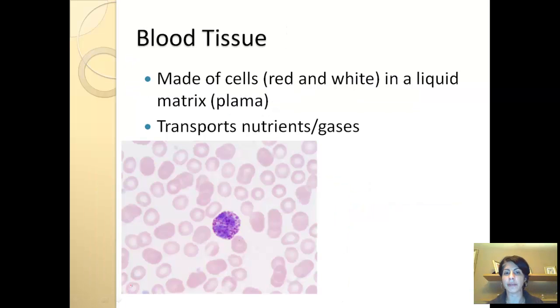Blood tissue is made of cells. Blood is a tissue. Yes, it looks liquid, but it's actually made just like any other tissue, made out of cells that have similar job, function. And it's made of cells, red and white, in a liquid matrix, which is plasma. Excuse me, I should have added the S here. The function of blood is to transport nutrients and gases, and we'll talk a little bit more about blood in the cardiovascular unit.